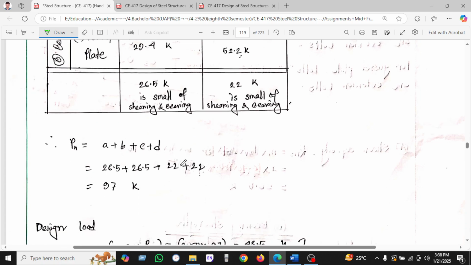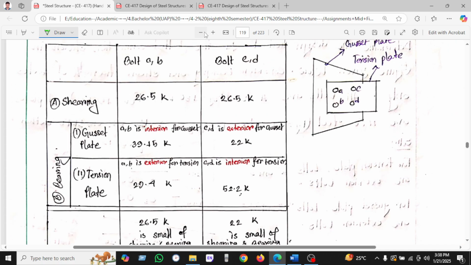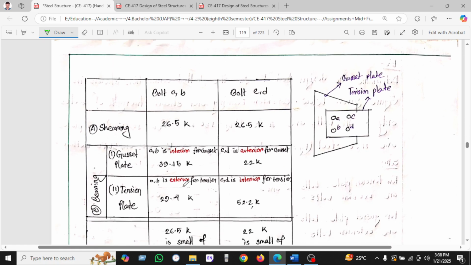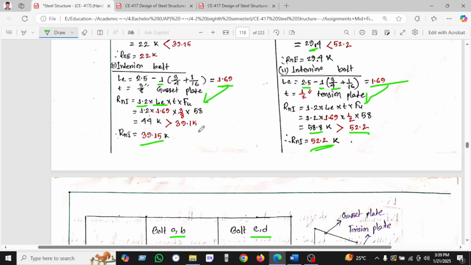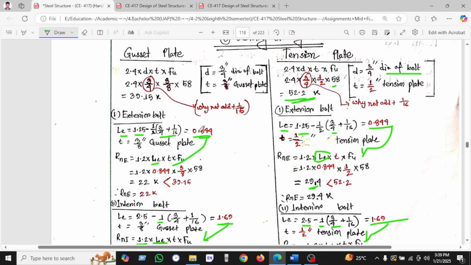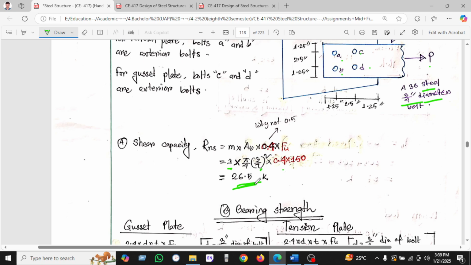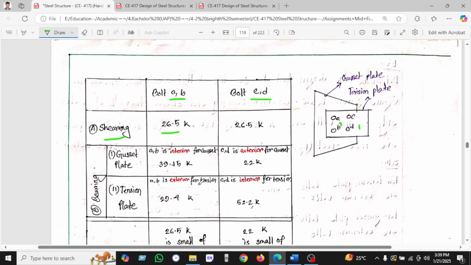So now this is the summary of the results for bolt AB and bolt CD. So this is AB and CD. For shearing, bolt AB, we are taking 26.5 as we have been found previously, and for bolt CD we have been found 26.5, the same value.